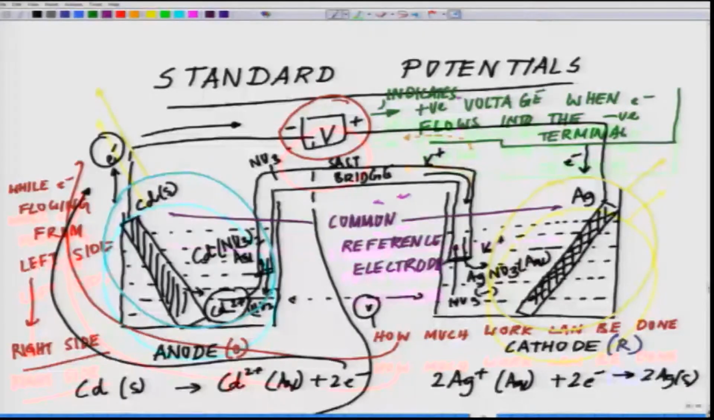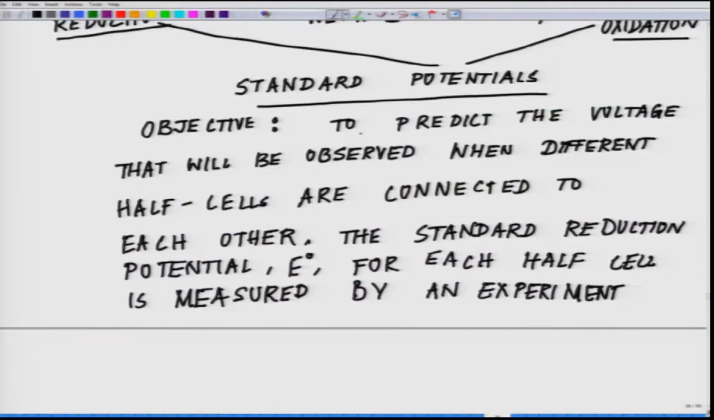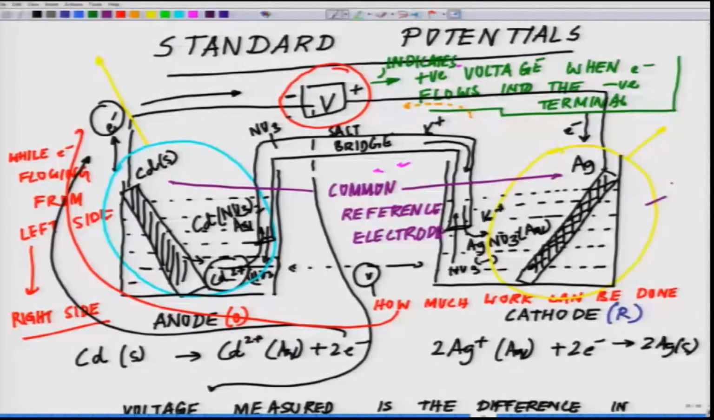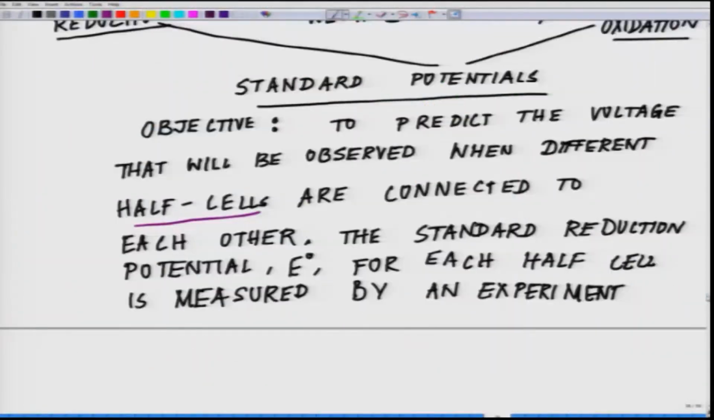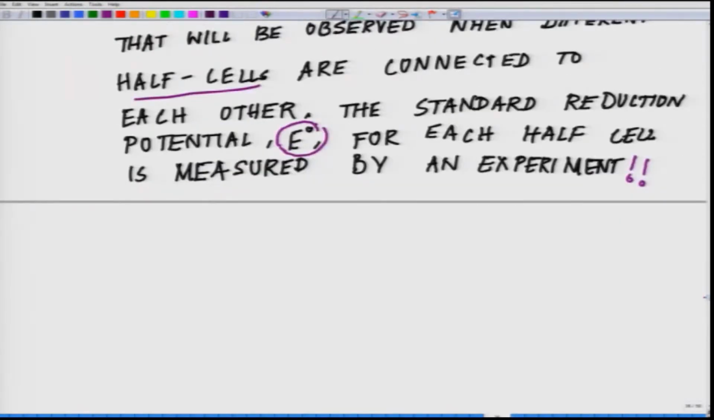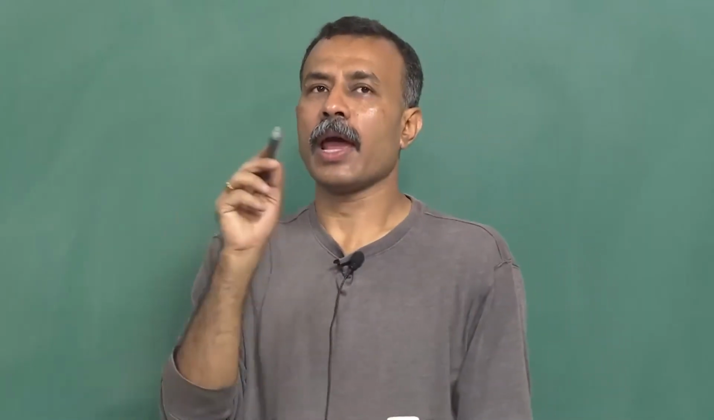So, now with this background, read the lines. To predict the voltage that will be observed when different half cells are connected to each other. These are your half cells. This is the silver half cell, this is the cadmium half cell, fine. The standard reduction potential E0 for each half cell is measured by an experiment, and we will talk about what is that experiment which helps us to measure that individual E0 of silver and cadmium.